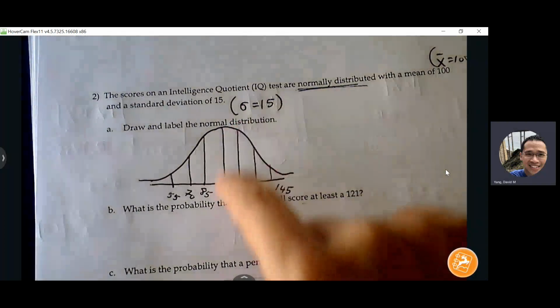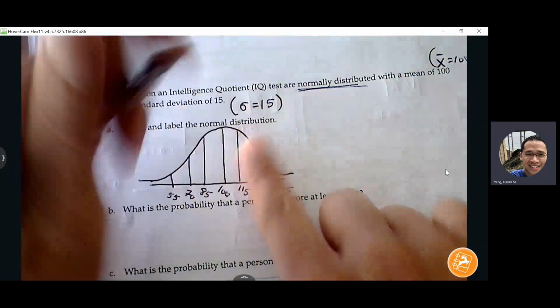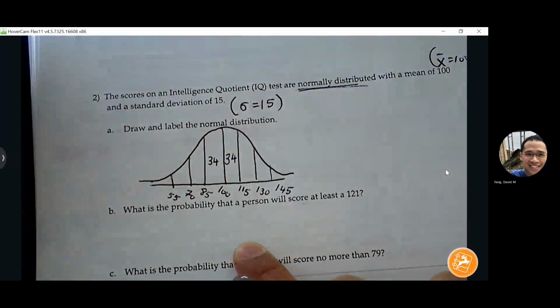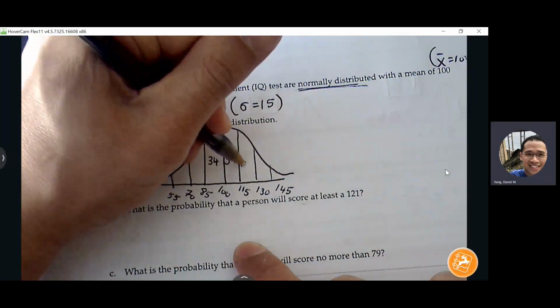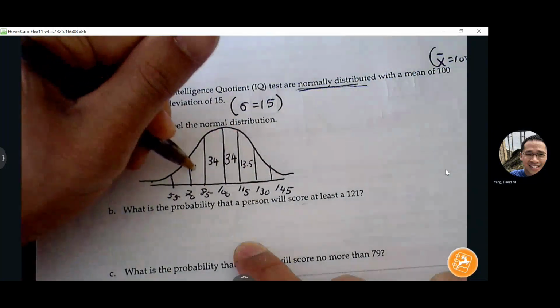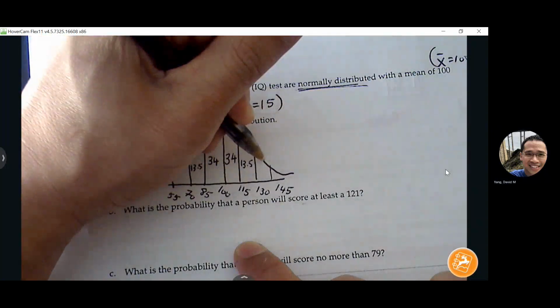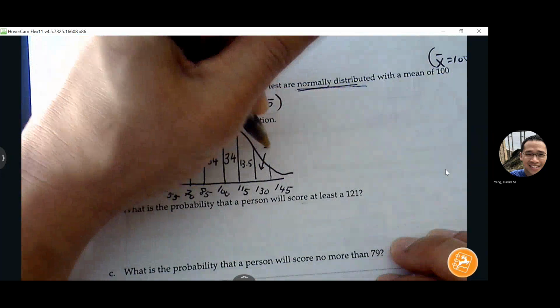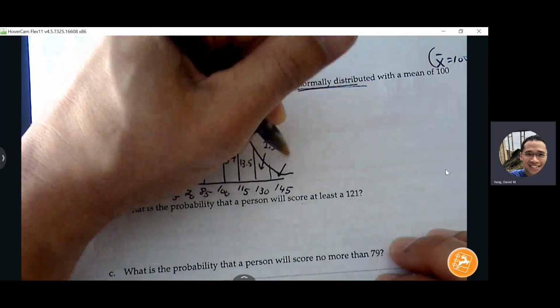And then we have to understand our numbers there. The middle is going to be the largest, 34%. And then 13.5. And then 2.35. And then 0.15%.